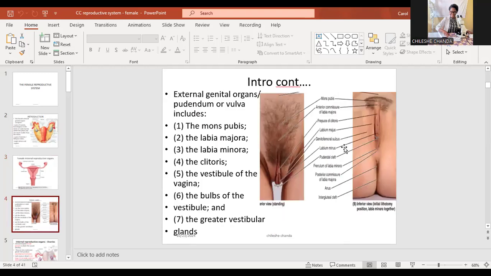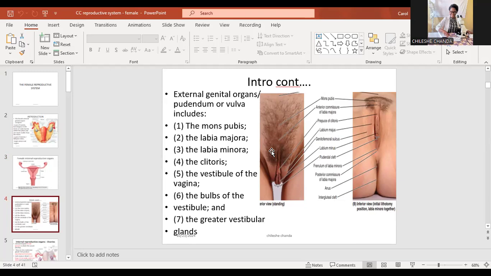And then we have the external genital organs or the external reproductive organs of the female, and these are collectively known as the pudendum or the vulva, and this includes one, the mons pubis, the portion where hair grows, okay, on the anterior aspect of the symphysis pubis.